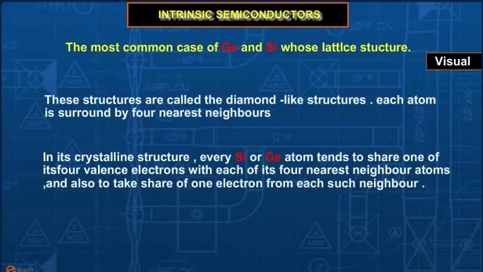Like structures. Each atom is surrounded by four nearest neighbors. In its crystalline structures, every silicon or germanium atom tends to share one of its four valence electrons with each of its four nearest neighbor atoms, and also to take a share of one electron from each such neighbor.